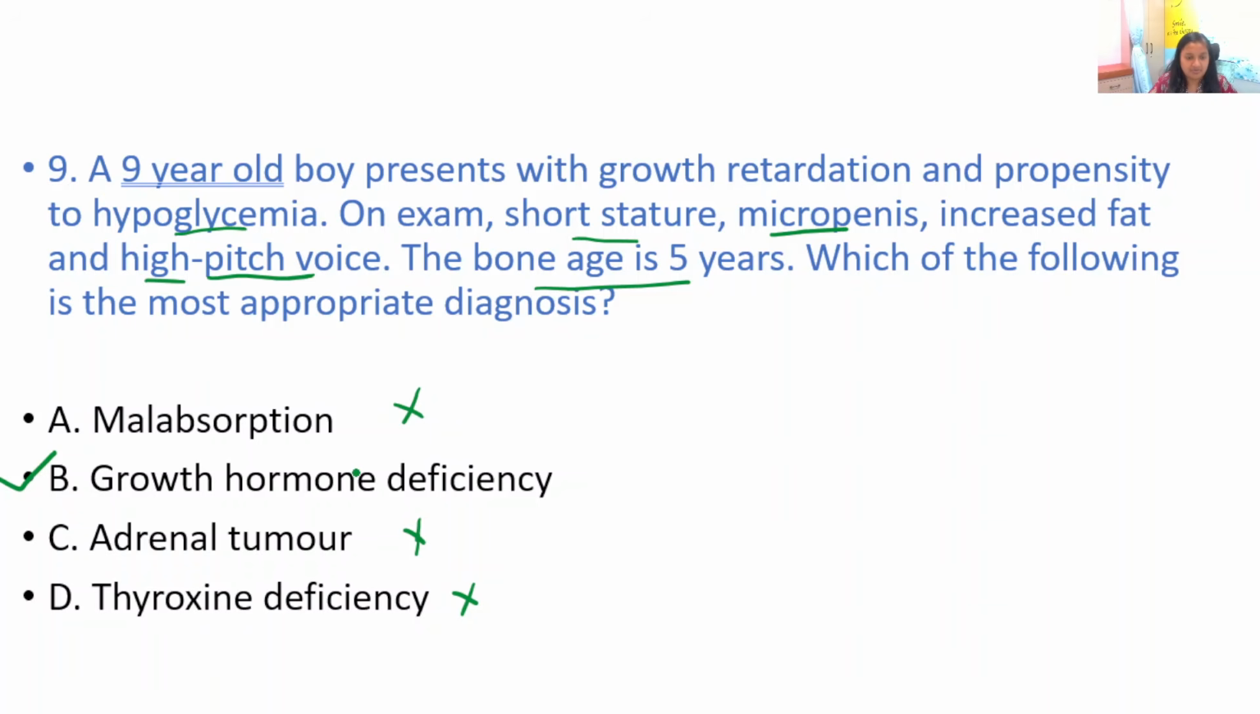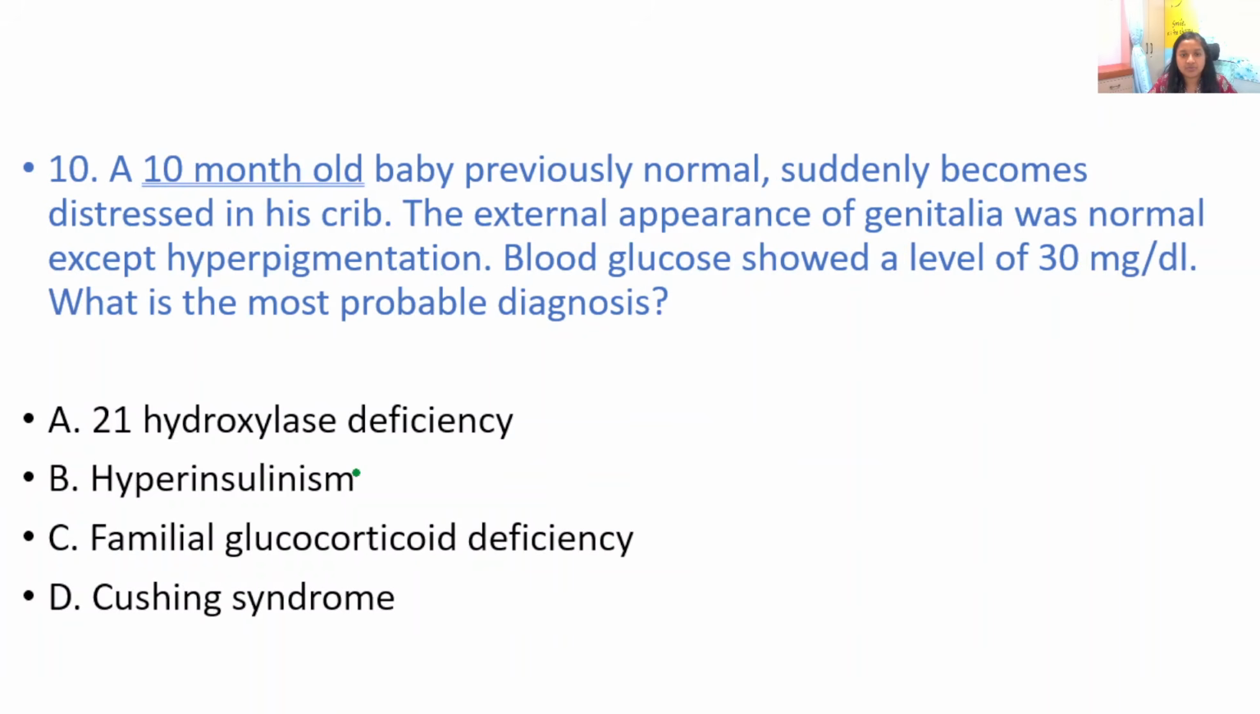Read the question once again. A 10-month-old baby, previously normal, suddenly becomes distressed in his crib. The external appearance of genitalia was normal except hyperpigmentation. Blood glucose showed a level of 30 mg per deciliter. What is the most probable diagnosis? Now this question again, blood sugar is low, there is hypoglycemia. This can happen in 21 hydroxylase deficiency, it can happen in hyperinsulinism, it can happen in familial glucocorticoid deficiency, but usually not a feature of Cushing syndrome. So this is out based on the sugars.